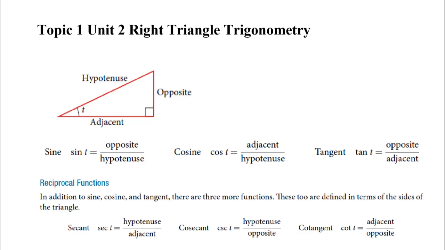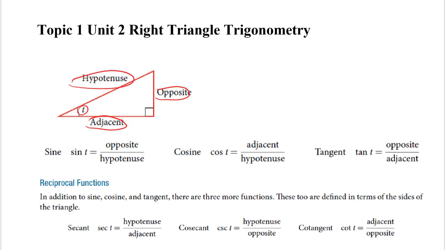Welcome to today's lesson, Right Triangle Trigonometry. So when we look at a right triangle in relation to an angle, in this case we're calling it angle T, we have what's called the side that's opposite to it, the side that's adjacent, and then as always the side that is opposite the right angle is called the hypotenuse.